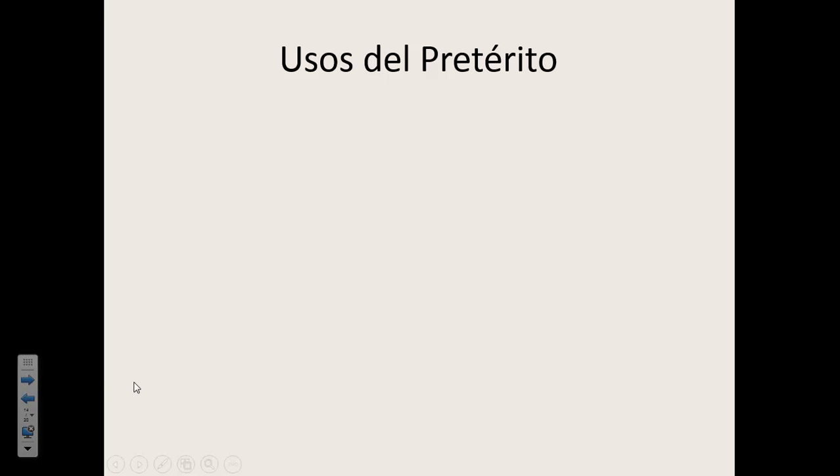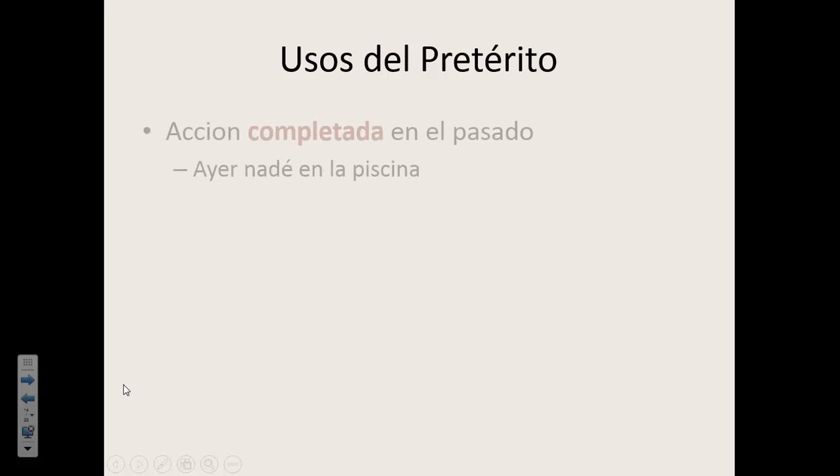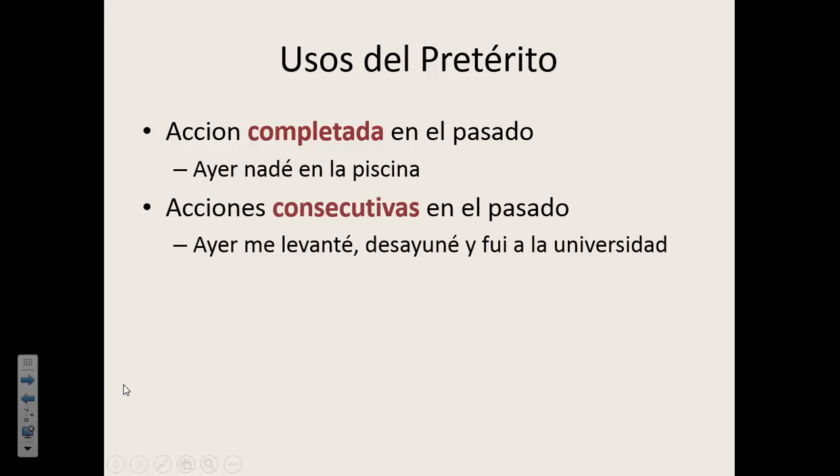Okay, so let's talk about some of the uses of the preterite, and we'll put this into action in class next time we come. So the uses of the preterite, los usos del pretérito. So we know that it's completed action in the past. So a lot of times we use the trigger word ayer, or yesterday, with this. Ayer yo nadé en la piscina. Yesterday I swam in the pool.